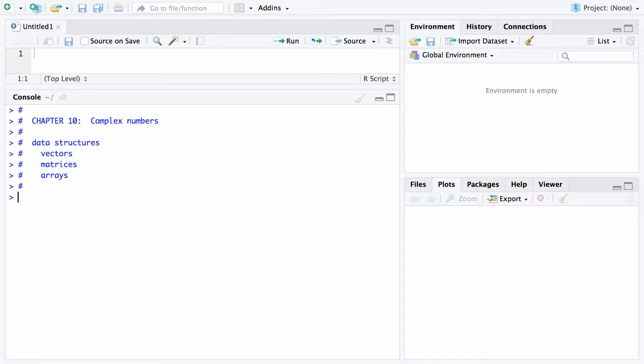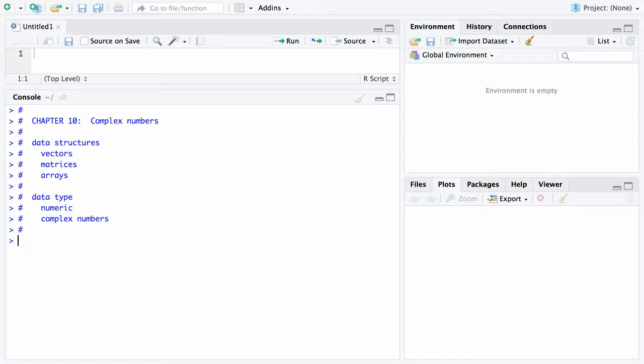But so far, the only data type that we have been looking at is numeric. And that is about to change, because in this chapter, we're going to allow complex numbers to be put into any one of those data structures.